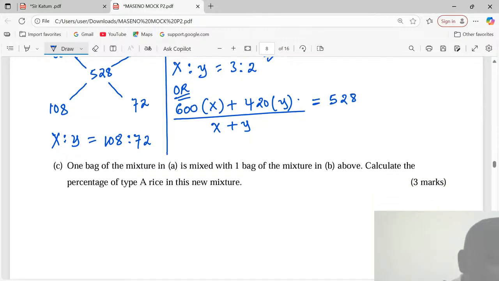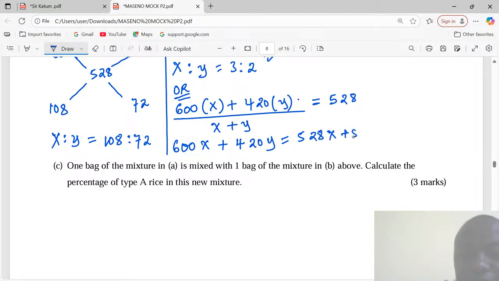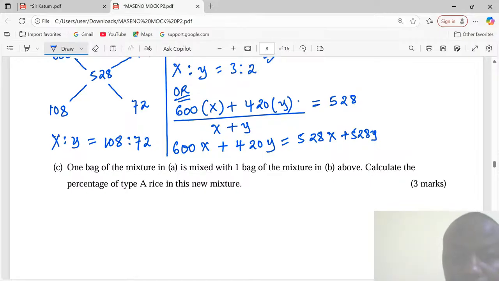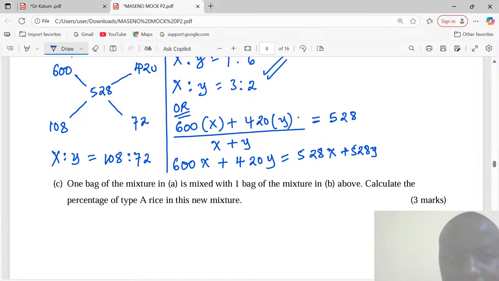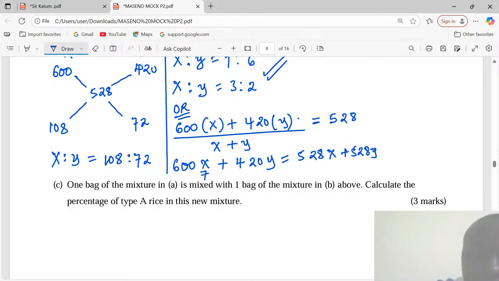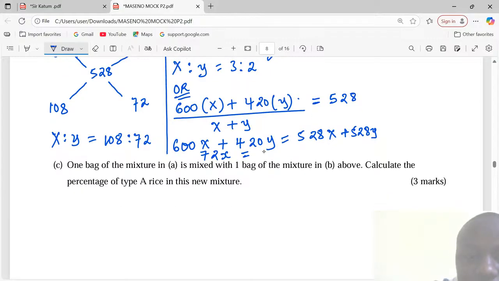528. At this point, we can do a cross multiplication, whereby we shall have 600X plus 420Y equals 528X plus 528Y. Organizing or grouping terms together, when we take 600X minus 528X, we shall get 72X. This is equal to 528Y minus 420Y. That will give us 108Y.